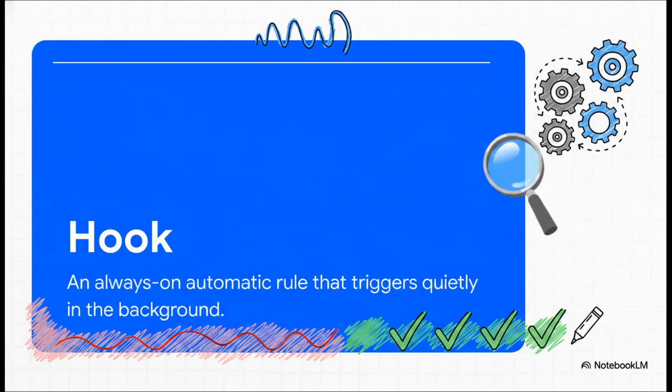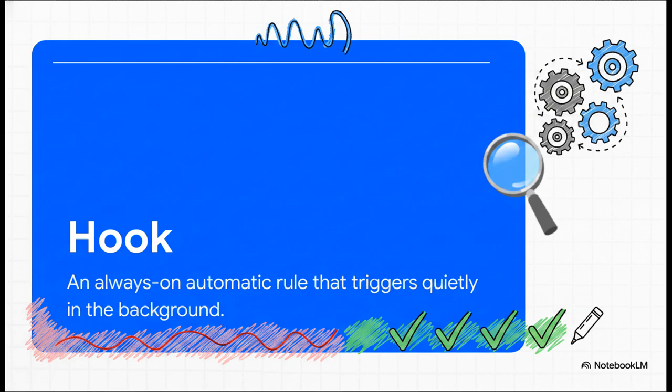Now, all of this is great, but let's be real for a second. If you have to remember to type these commands manually every single hour, you're going to forget. I'd forget. Because a true engineer doesn't do maintenance manually. We automate it so the system maintains itself, right? To do this, we need to understand a feature called a hook. In Claude Code, a hook is an always-on, automatic rule that triggers quietly in the background without being called. It is an efficient engineer's secret weapon.